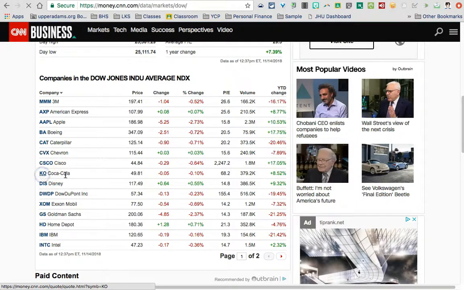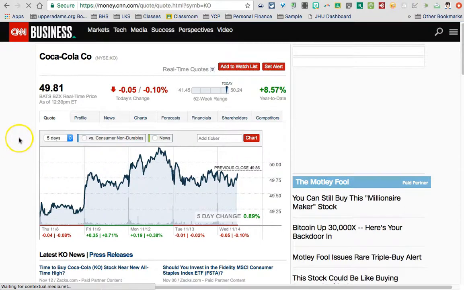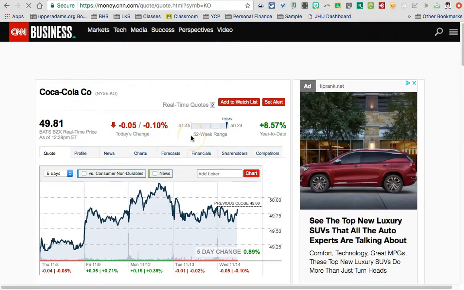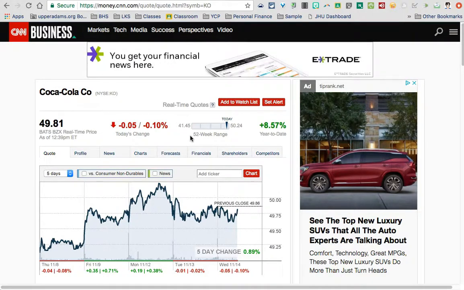I'm going to go into Coca-Cola, which, as you see, is KO, their stock symbol. Coca-Cola is selling at $49.81 per share. It's down 0.05 today, or down 10%. In their 52-week range, the most expensive that it sold at was $50.24 a share, and the lowest that each stock sold for was $41.45. The lowest was on 5/15 of 2018, and the high was on 11/12 of 18. Within the 52-week range, here's where we're sitting as of today, November 14th of 2018.